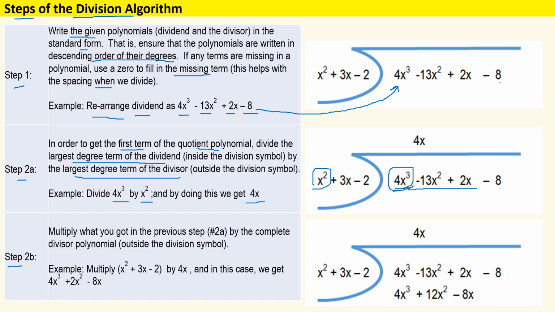The next step is 2b, which says multiply what you got in the previous step, that is, multiply this 4x in our example, by the complete divisor polynomial, which is outside the division symbol. So we will multiply the divisor, this whole polynomial, by 4x, which is what we got from the previous step.